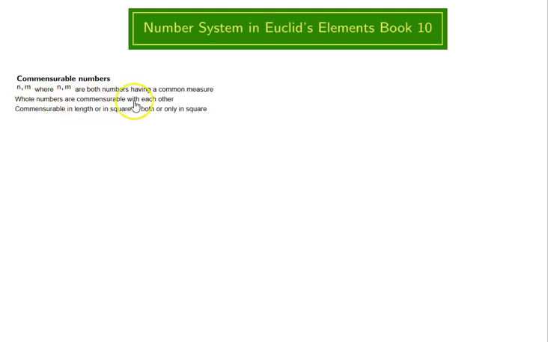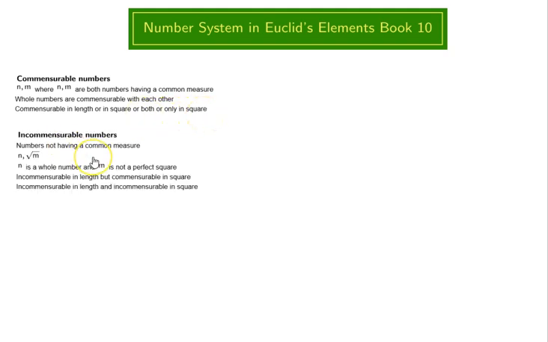Whole numbers are commensurable with each other. Say for example, 2 and 3, they are commensurable because they both can be measured by 1. Now when we talk of commensurability, it can be commensurable in length or in square or both or only in square. Then it talks of incommensurable numbers, numbers not having a common measure.